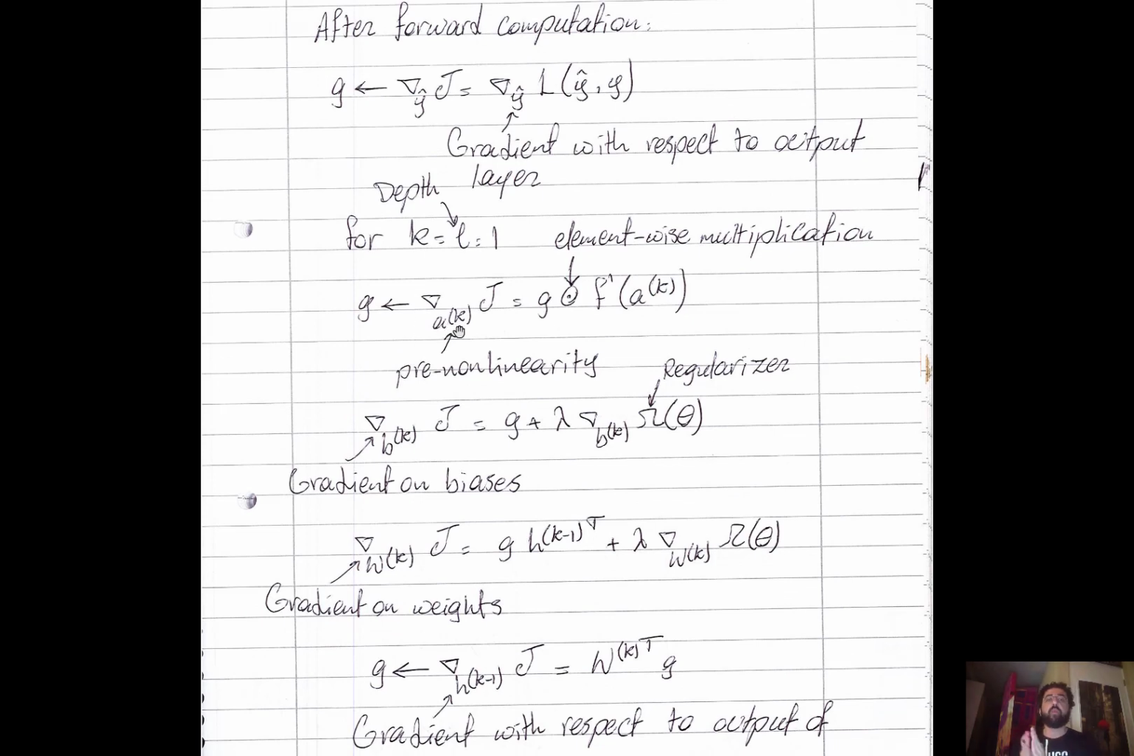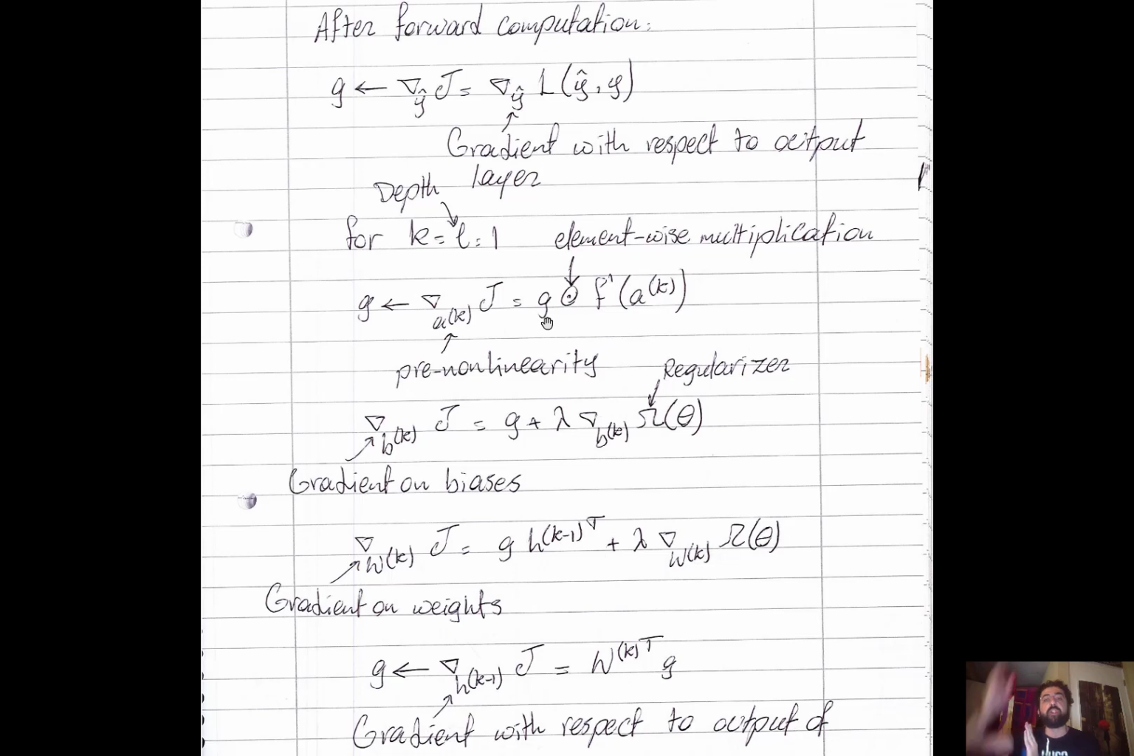So first, we compute the gradient with respect to the pre-nonlinearity, right? So this gradient g here is with respect to the output of the layer, right? So remember, we call y hat h of L, the output of the Lth layer. In general, as we go through the for loop, g will have the value of the gradient of J with respect to the output of the layer. Now we go one step backward. So from the output of the layer after nonlinearity, we go to the pre-nonlinearity. So this is the gradient of J with respect to a of k, the output of pre-nonlinearity. And this is basically g times element-wise multiplication.